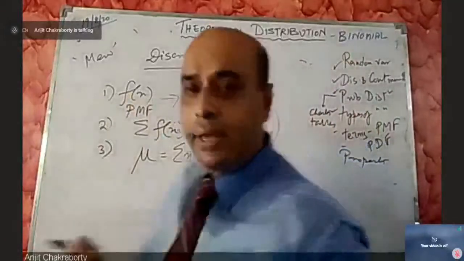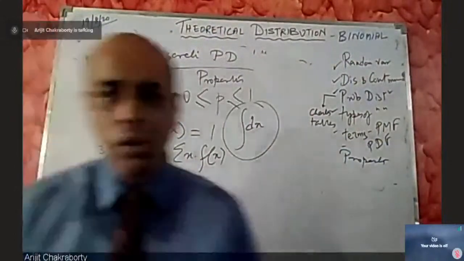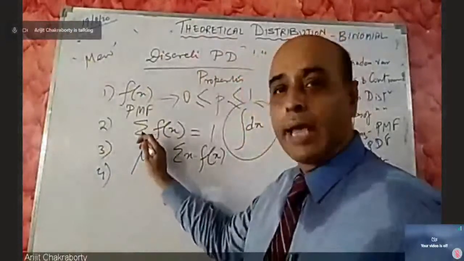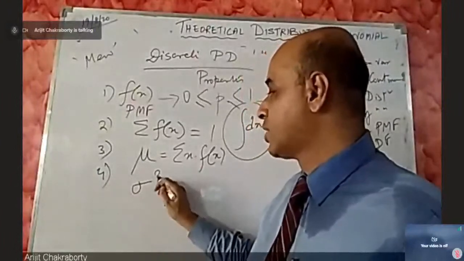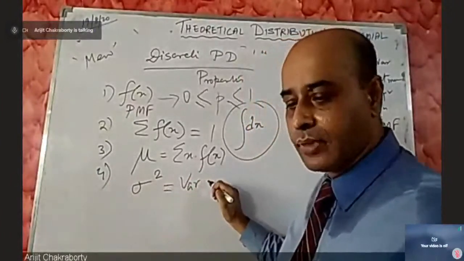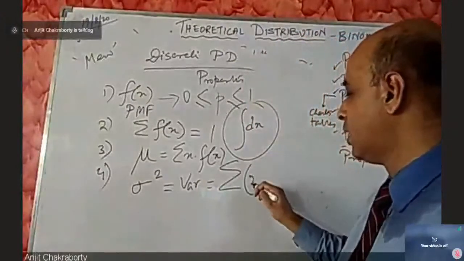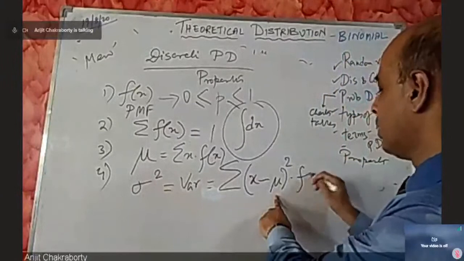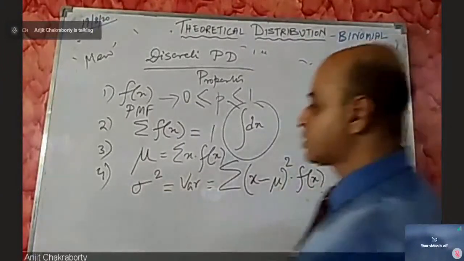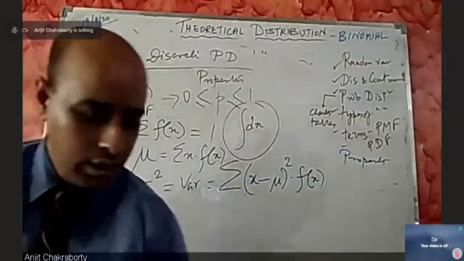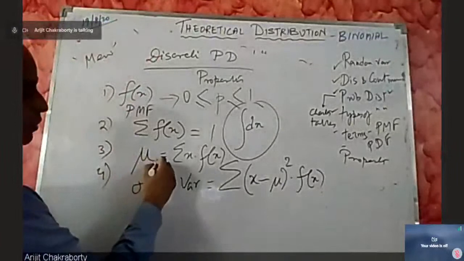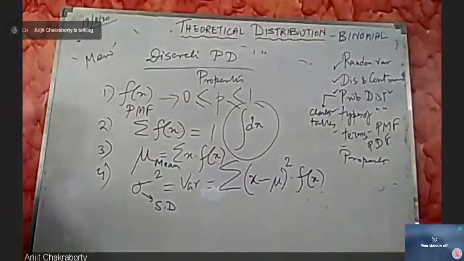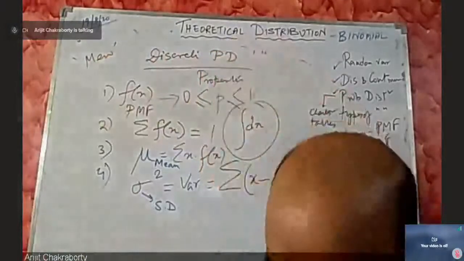This is mu. And the last one is variance. Variance is the square of the standard deviation. This is big sigma, capital sigma. The small sigma is the standard deviation. Sigma square is the variance, VAR. This is given by big sigma of x minus mu, where mu is the mean, x minus mu square into fx. So please note these four formulas. Very important, because questions will come on this. Mu is nothing but the mean. Sigma is the standard deviation. So kindly note these four important properties of discrete probability distribution.